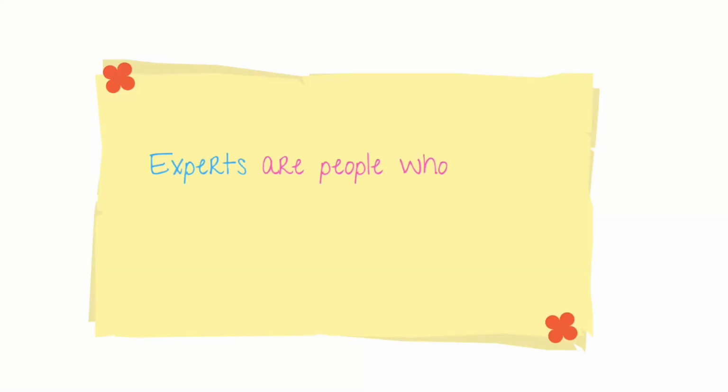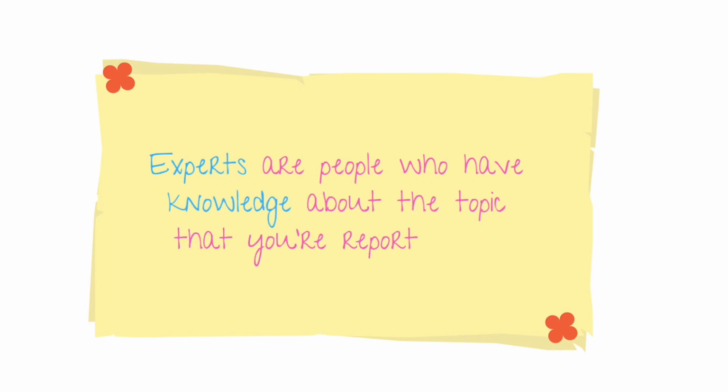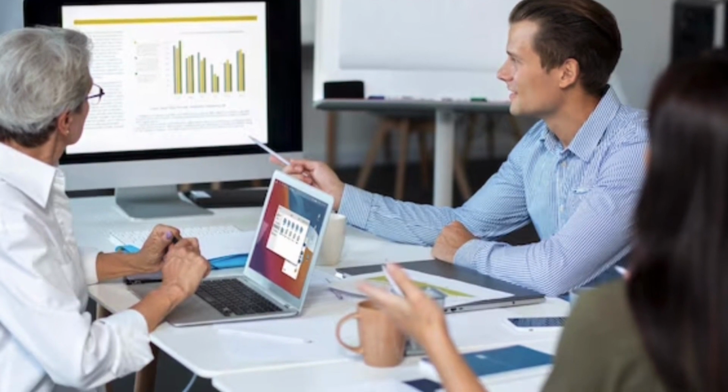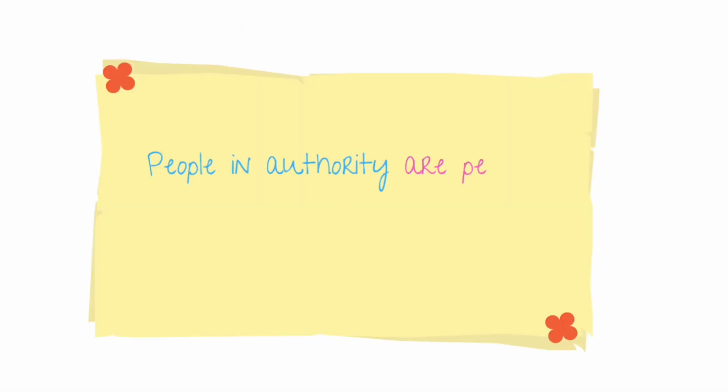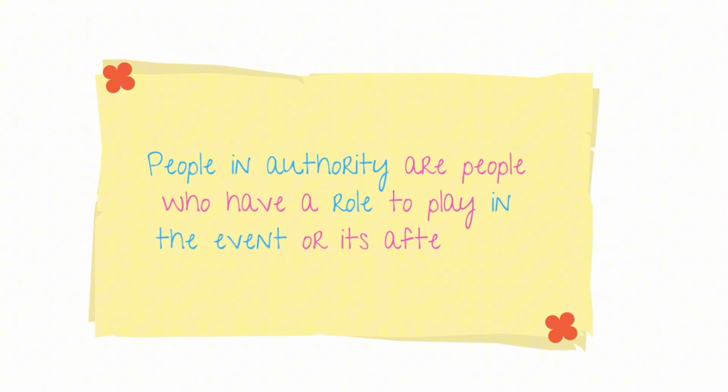Then we have experts, who are people who have knowledge about the topic that you're reporting on. They can help you understand the event and its implications. Then we have people in authority. People in authority are those who have a role to play in the event or its aftermath. They can provide you with the official information and their perspective on the situation.